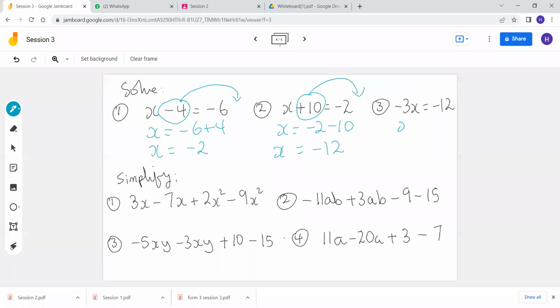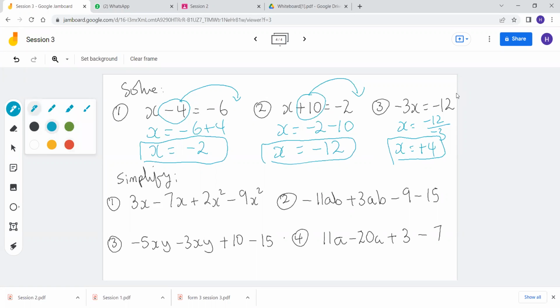So you're going to say x is equal to -12 divided by -3. Use the laws of directed numbers here. Negative divided by negative is positive. Positive 4 is the answer here. Positive 4. So we have successfully solved 3 equations using the laws. Once we can do this, that means you understand the work and are ready to move on to new topics.